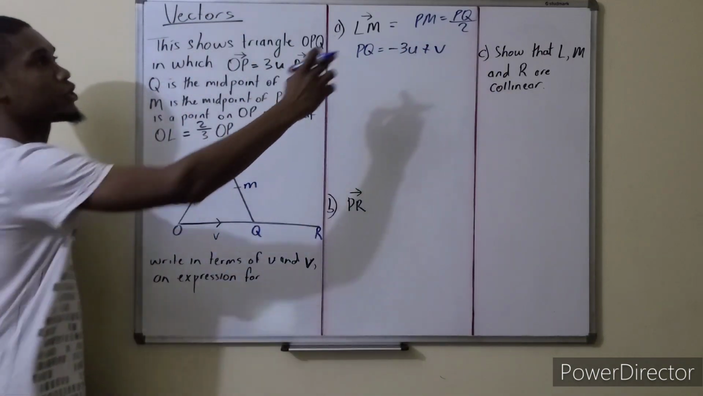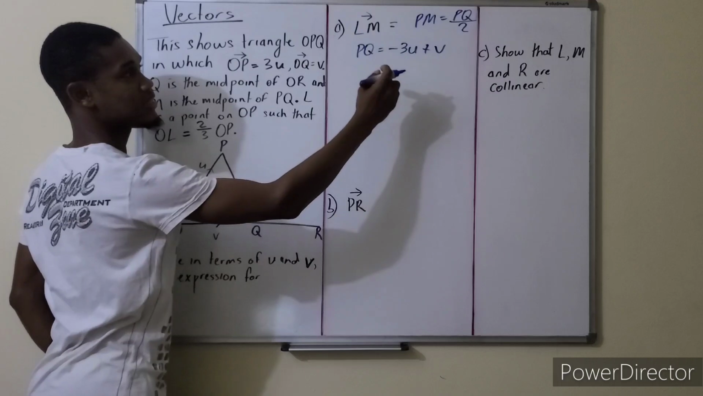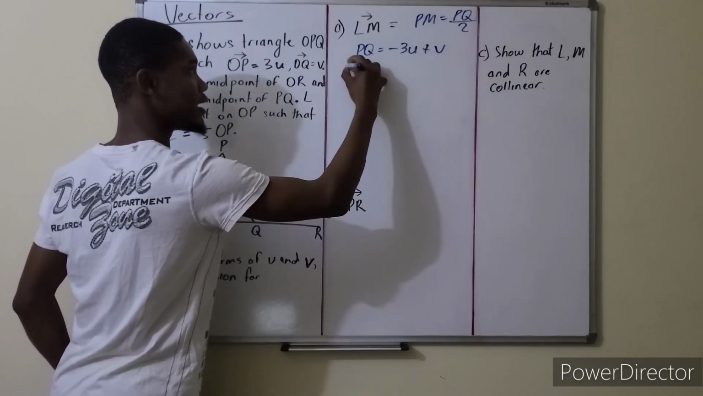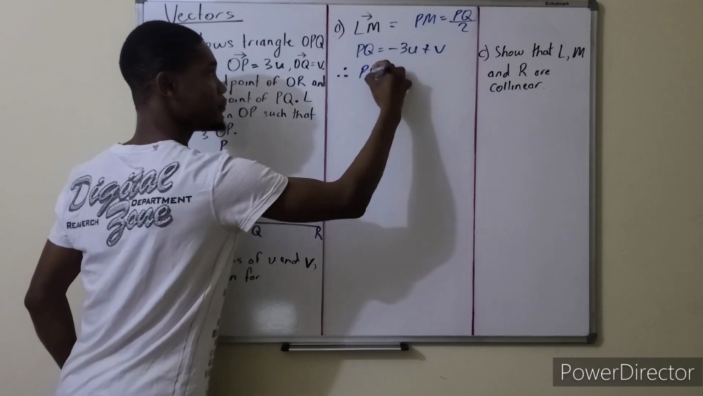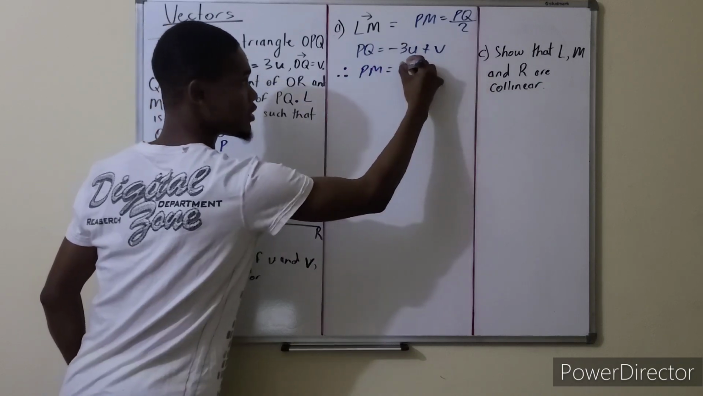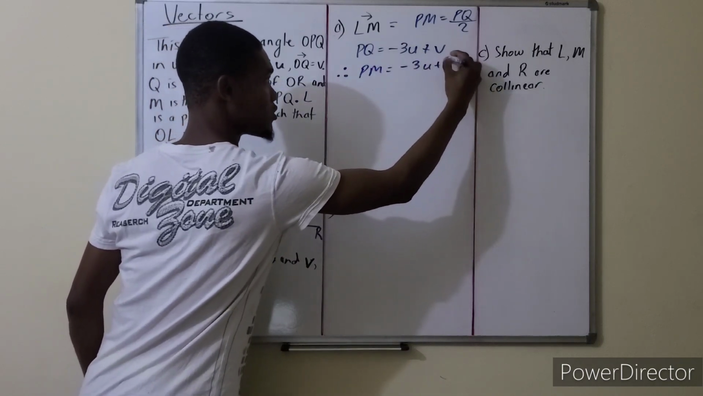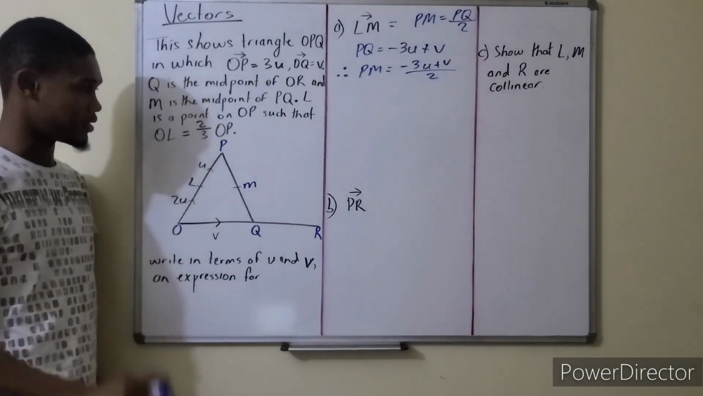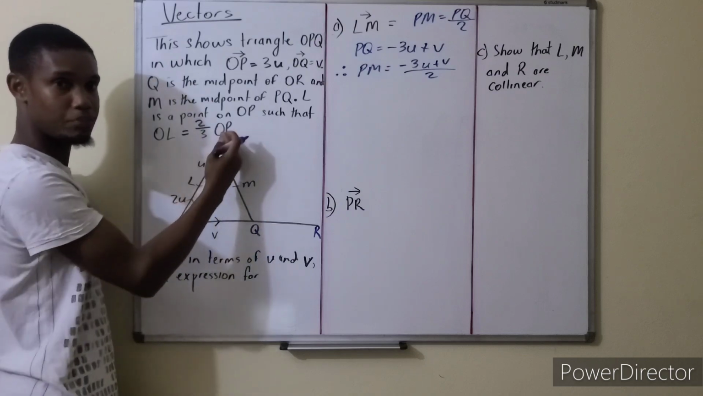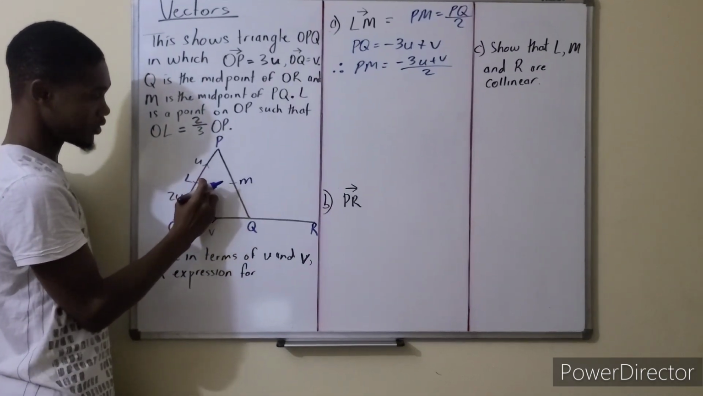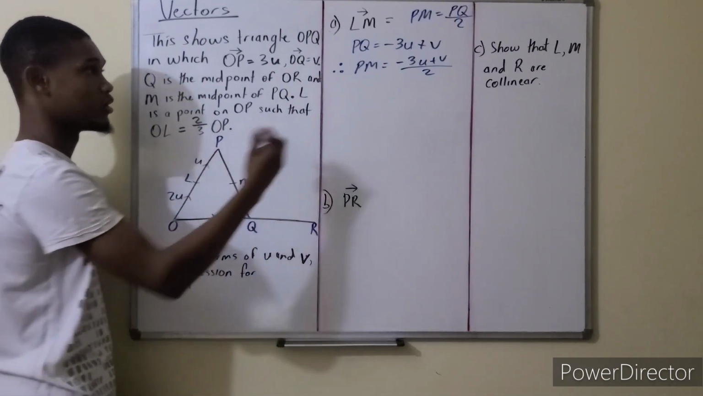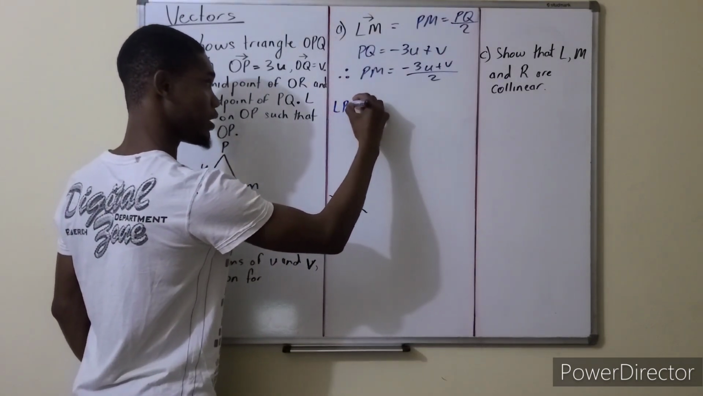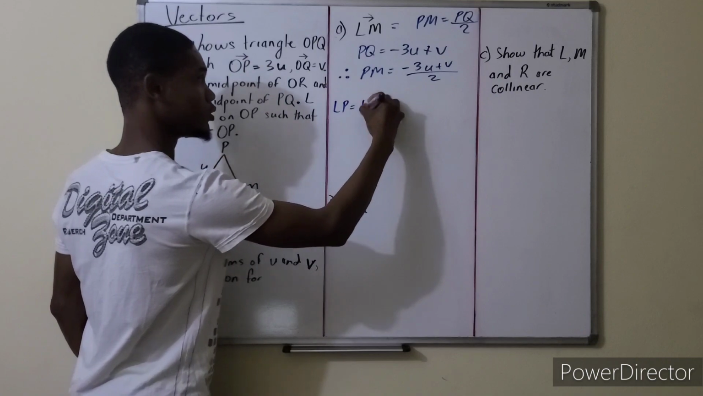And as we said up here, PM is equal to whatever PQ is divided by 2. Therefore, PM is equal to all of this, so negative 3u plus v over 2. That's what PM is. Now let's figure out what LP is. So L to P, that's a u. So LP is equal to u.